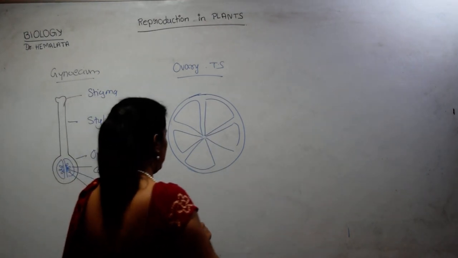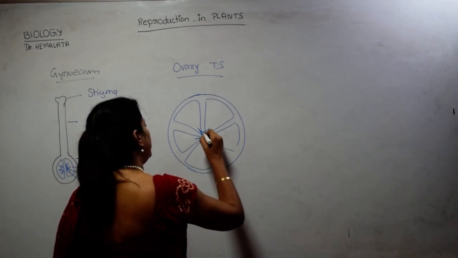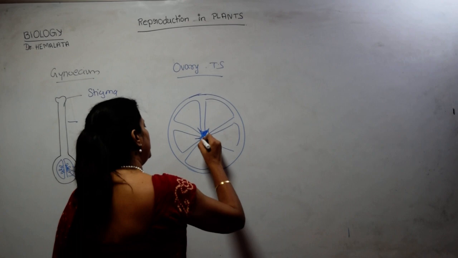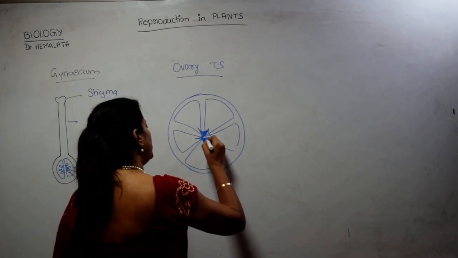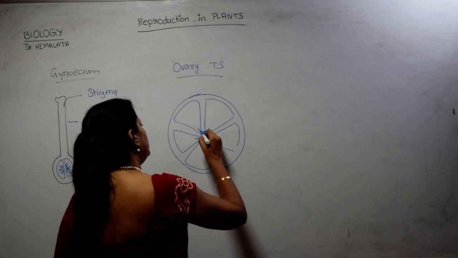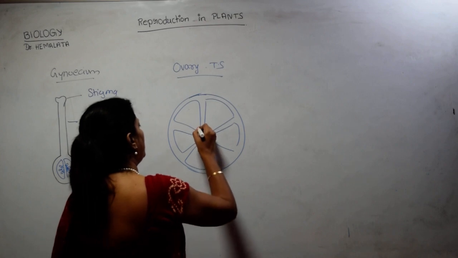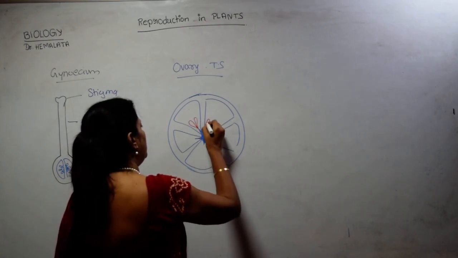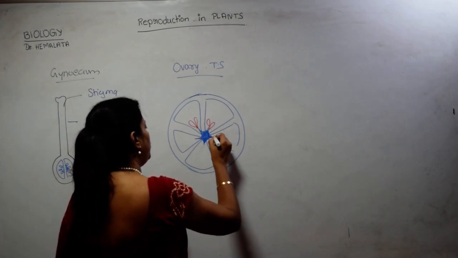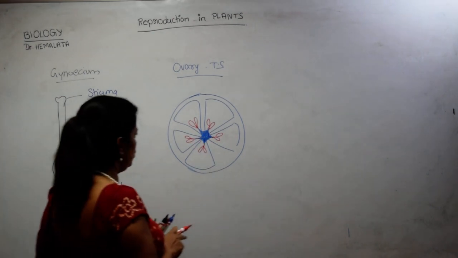Then here there will be a placental tissue present at the center. This is the placenta. The placenta is a nourishing tissue for the growing embryos or the ovules. To this the ovules normally remain attached. You can see here one or two ovules I am showing you. First, second, see so many ovules I am drawing here. Okay, this is the structure of the ovary.